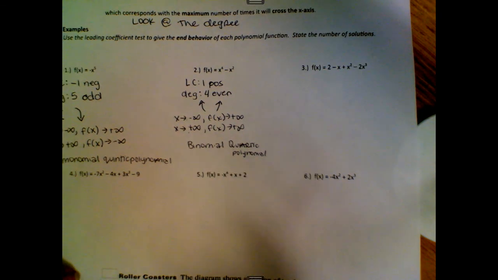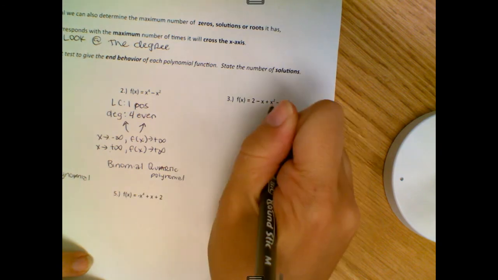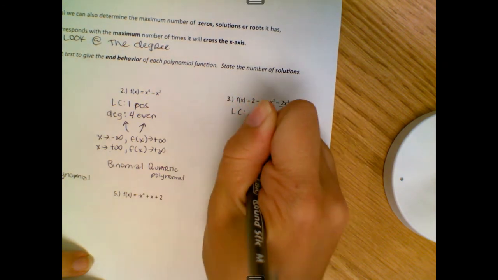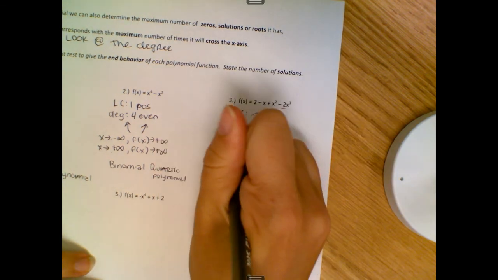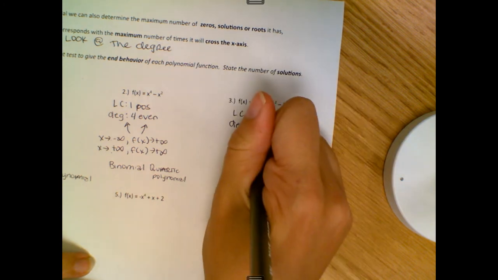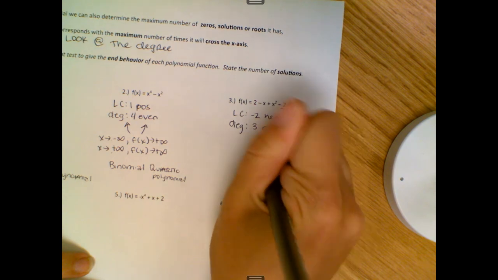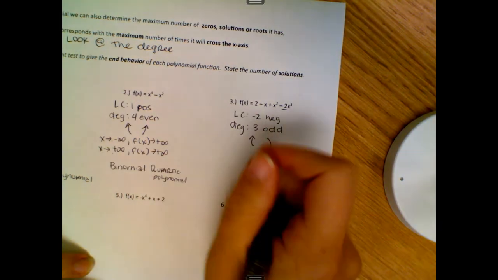All right, we're going to try number 3. Again, lead coefficient. The lead coefficient is all the way over here. Lead coefficient is -2. That's a negative. The degree is 3. That's an odd number. Negative means second arrow down, odd means opposite. Again, just refer to the table if you didn't feel like thinking about it.